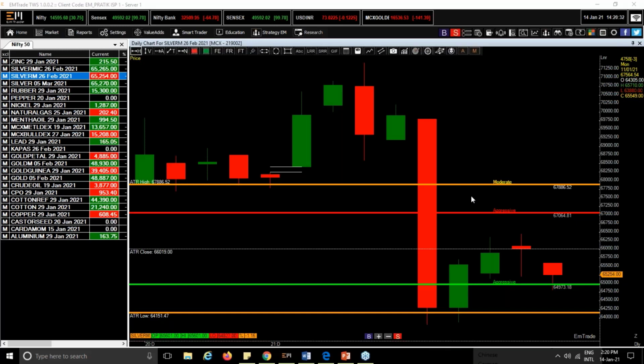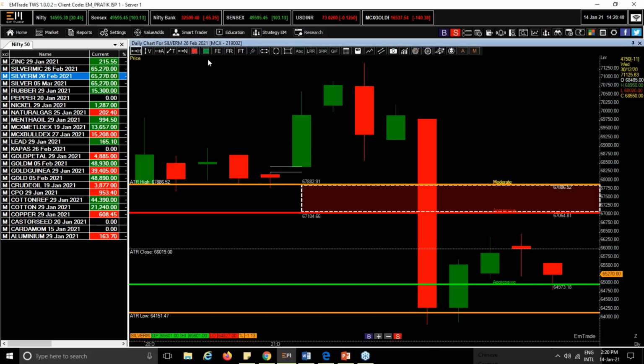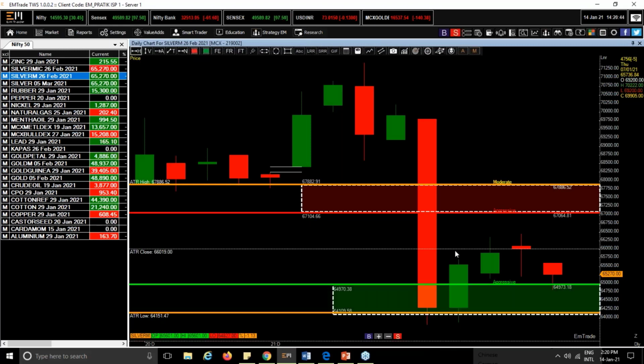Both are the same. Now, if you consider this as 4 lines, the first 2 lines act as your resistance, and the downside 2 lines act as your support. When your price enters the support level, we take the long trade. When your price enters the resistance level, we put the short sell.